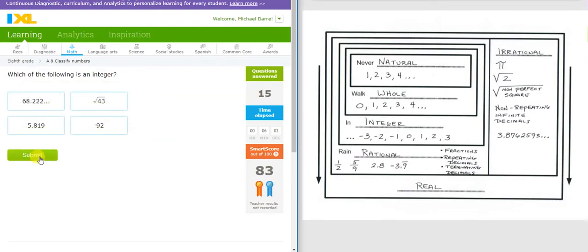Okay, I think you get the idea of this. I don't know how many IXLs you're doing tonight, but you're going to do this one and maybe something else.